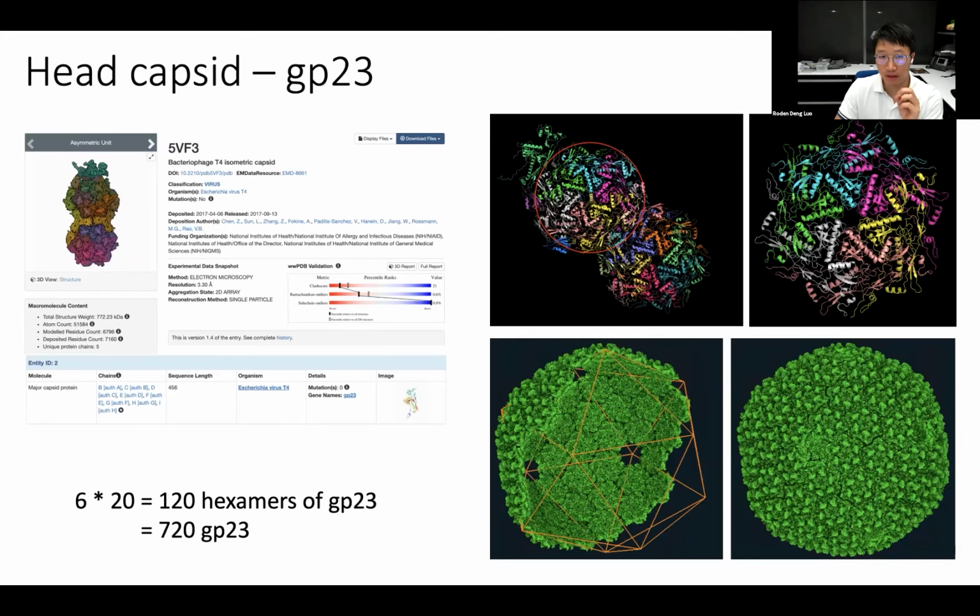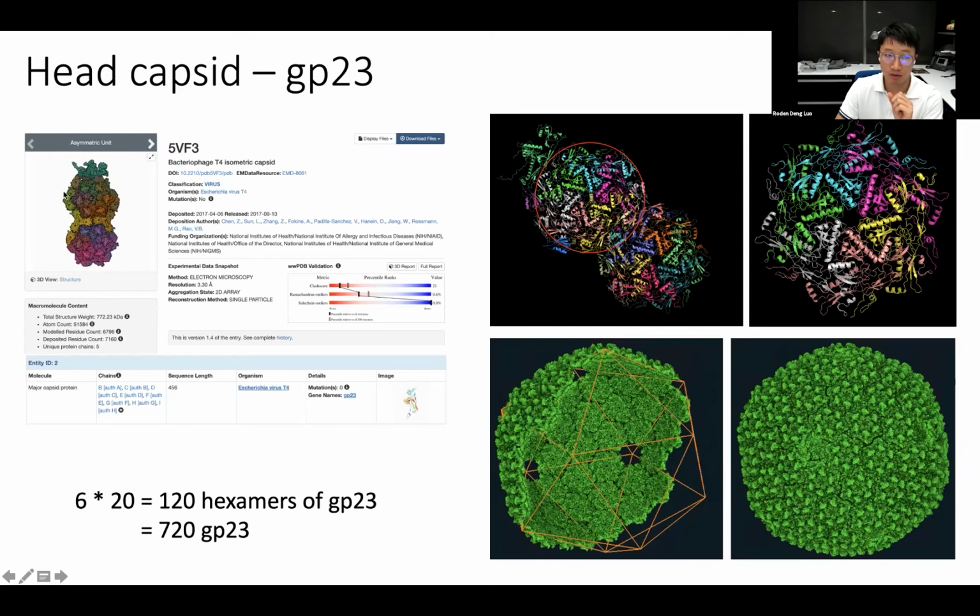We isolated a hexamer out of it for GP23, and then used the hexamer to build the capsid. The final capsid has 6 (1, 2, 3, 4, 5, 6) hexamers for each face, and in total 120 hexamers. That is equal to 720 GP23 monomers. And here on the lower right shows the result. This is a cutaway view, and this is the overall view.